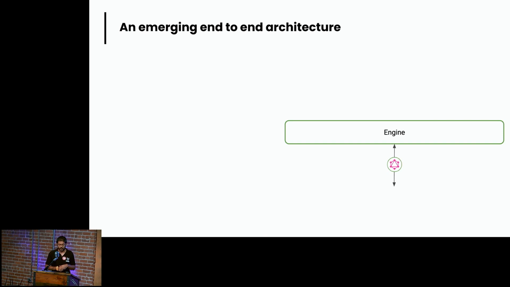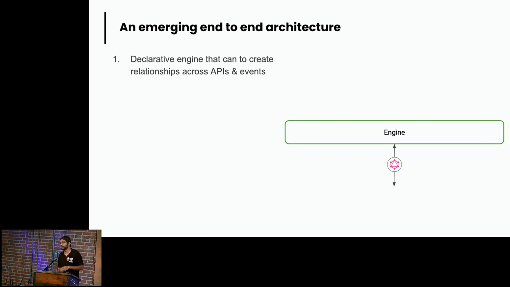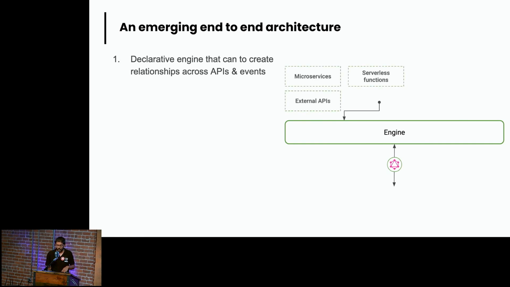All right, so one of the architectures that's emerging, and this is what we work on with some of our users, is to have an engine in the front, not very surprisingly, which is as declarative as possible, that you use to create relationships across APIs and events. That means you have predefined contracts with specific types of backends that your teams have, right? And these could be services, external APIs, serverless functions, whatever, right?